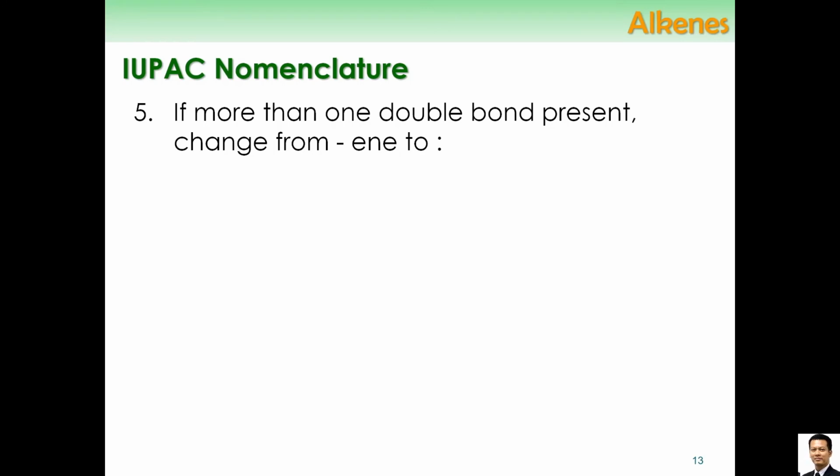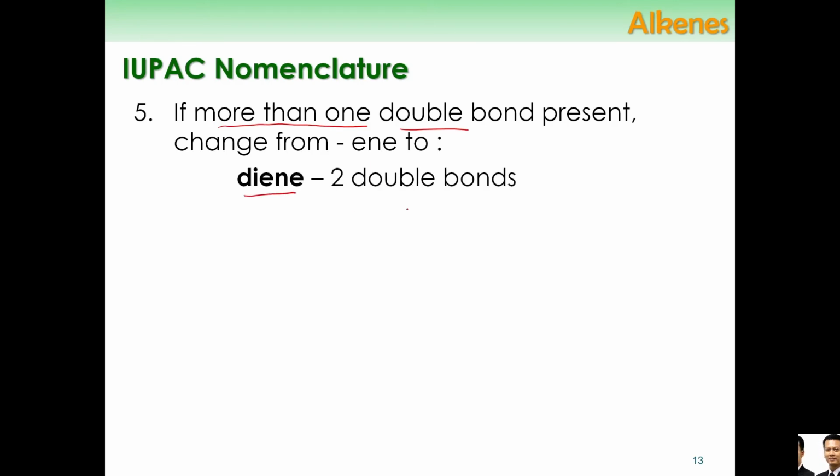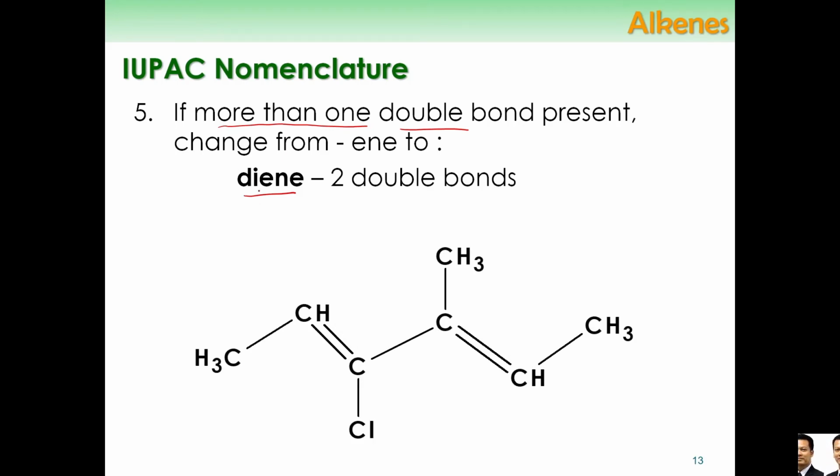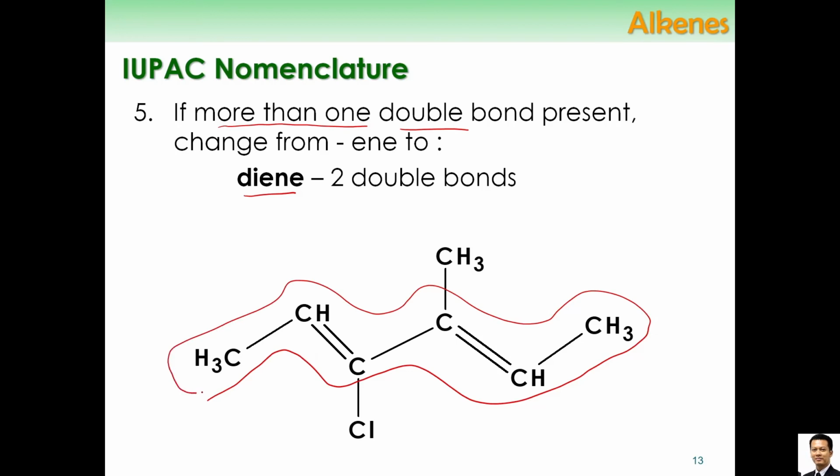Okay, what if you have more than one double bond present? So it will be diene. Diene referring to two double bonds. So for example, this one, the same concept. Determine the longest alkyl chain first, the longest chain that contains the double bond. So are you going to count from the left, 1, 2, or from the right, 1, 2? So it is similar.